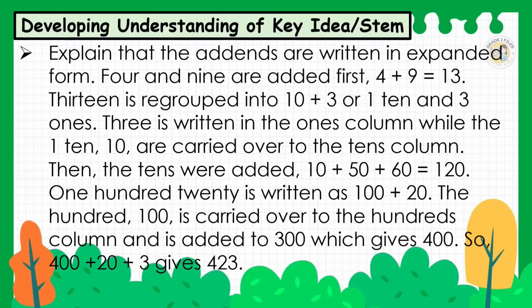Then the tens were added. 10 plus 50 plus 60 is equal to 120. 120 is written as 100 plus 20. The 100 is carried over to the hundreds column and is added to 300, which gives 400. So 400 plus 20 plus 3 gives 423.